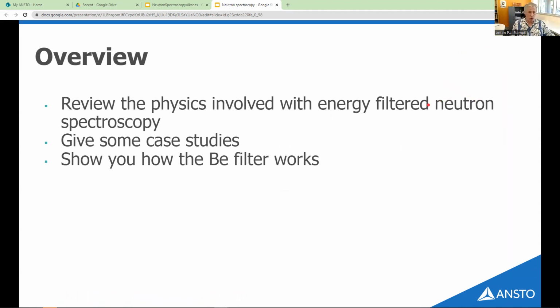So we're going to go on a journey of neutron spectroscopy using the Briggs filter. First I'm going to review the physics involved with energy filtered spectroscopy. I'm sorry if I might be going over things that Kiralee, Dae-Hong and Shin have already covered, but I feel it's very important to get our minds into it and understand what we're actually measuring.